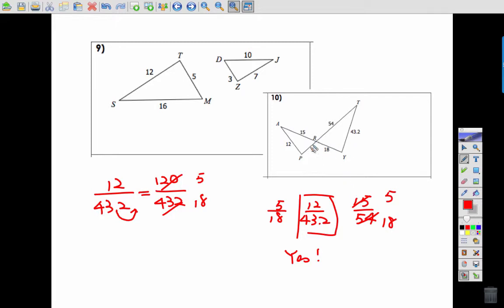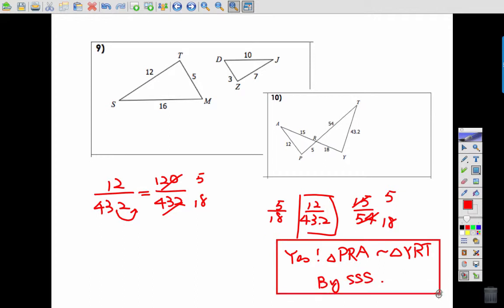But be very careful. Go for the smallest size since you went small to large. So you can do PRA. Triangle PRA is similar to, and then you do this side, YRT, by SSS. That's your final answer right here. Okay.